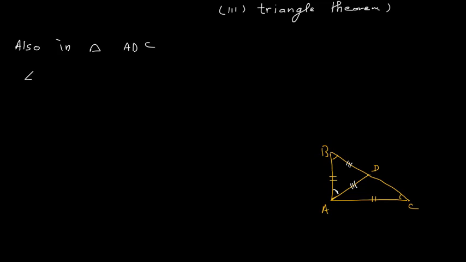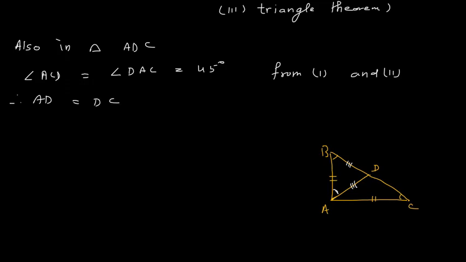angle ACD is equal to angle DAC is equal to 45 degrees, again from 1 and 2. Therefore, AD is equal to DC. This I will consider as 4. Okay. So these two sides are also equal.